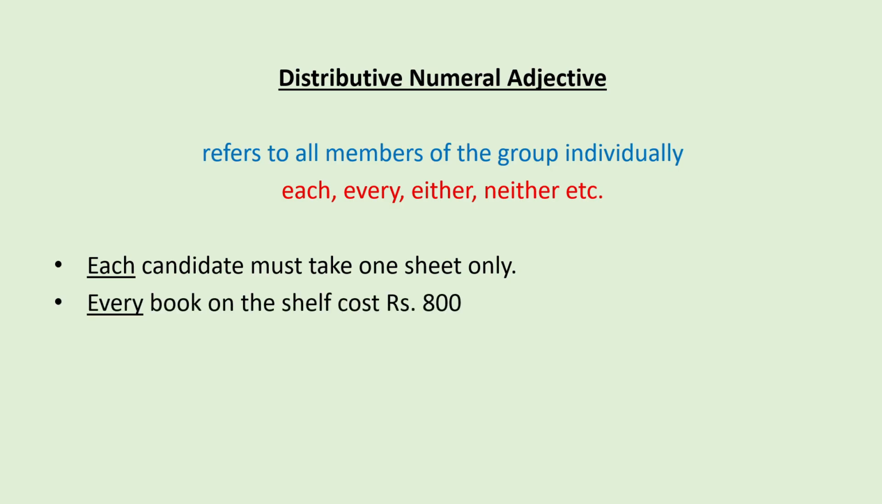Every book on the shelf costs rupees 800. We are talking about each and every book that is on the shelf. So, this is an example of a distributive numeral adjective. Neither allegation is true. It means that we are talking about both the allegations. So neither of those two allegations is true.